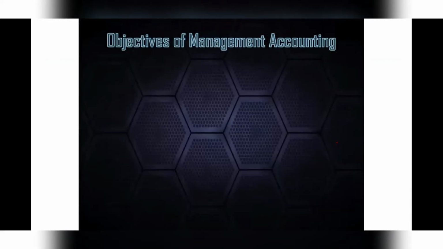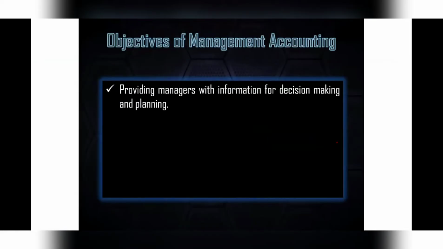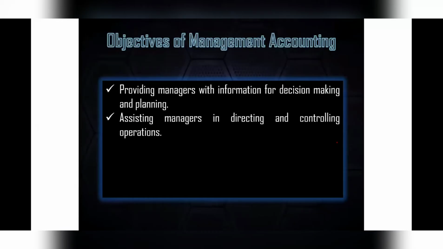Okay, so just to summarize, these are the objectives of management accounting. Number 1, we provide them with information for decision making and planning. The reports that we give as management accountants, the internal reports, the special reports, they use in coming up with their decisions and planning activities for the organization. Okay? We assist them in directing and controlling operations. Once we give the data, they know what to do, especially when the data contains relevant information, they can quickly perform their functions.